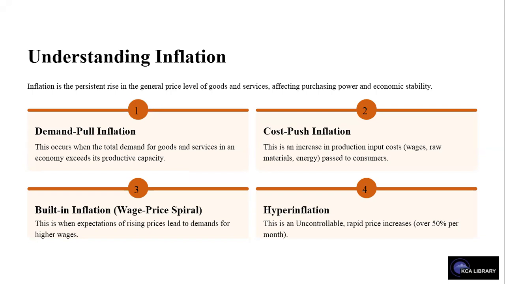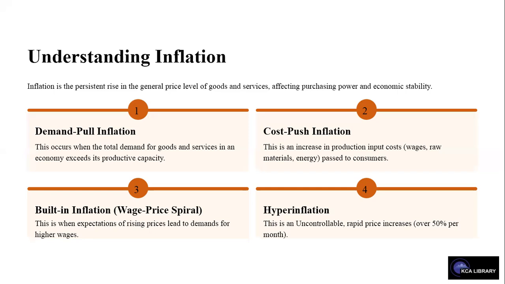We have demand-pull inflation, which is when the total demand for goods and services in the economy exceeds its productive capacity. Another is cost-push inflation, an increase in production input costs like wages, raw materials, and energy, passed to the consumer. So it is the increase in production input costs that are passed to the consumers.